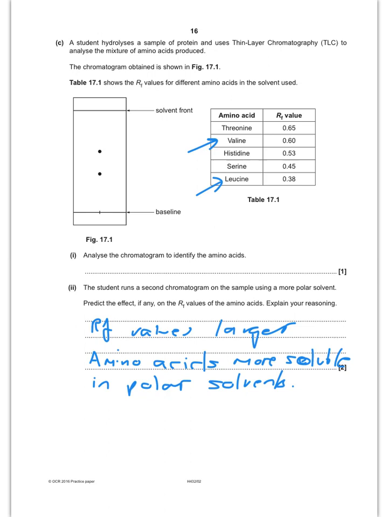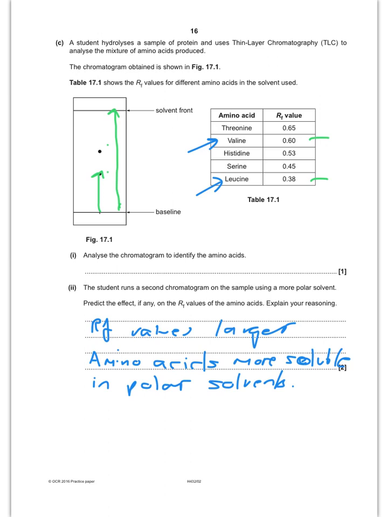Okay, so it wants you to analyse this chromatogram and identify the amino acids. So you need to find the RF values of these two spots here. To do that, you measure the distance travelled by the spot divided by the distance travelled by the solvent front to find your two RF values, and you will find that they match these two here.